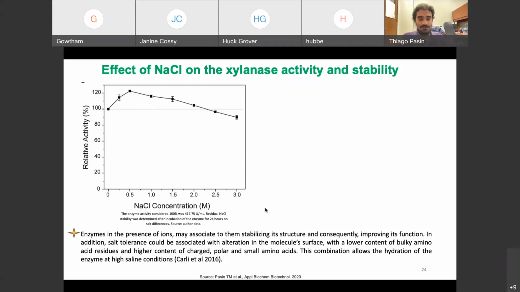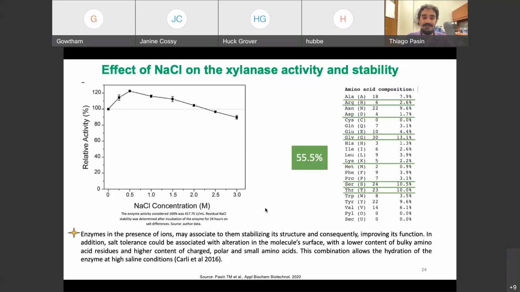So according to Carly et al. 2016, enzymes in the presence of ions may associate to them, stabilizing its structure and consequently improving its function. In addition, salt tolerance could be associated with alteration in the molecular surface, with a lower content of bulky amino acid residues and higher content of charged, polar, and small amino acids. This combination allows the hydration of the enzyme at high saline conditions. So you can go next, please.